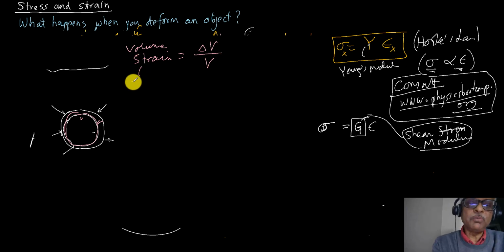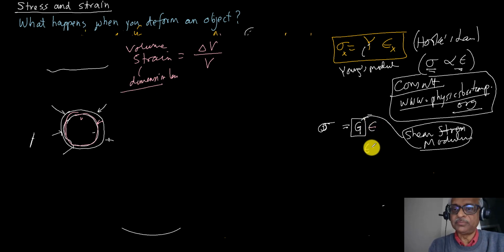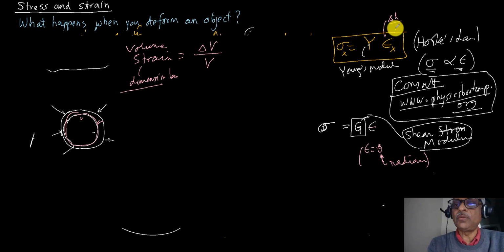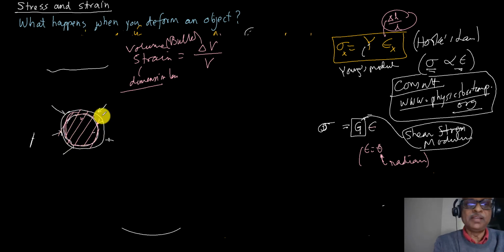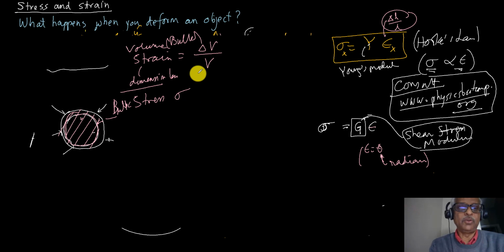The strain will always be dimensionless. So when we have epsilon equals theta, this theta is in radians, and this epsilon was delta L over L, so it's dimensionless. Okay, so volume strain, or sometimes called bulk strain, because you're changing this whole bulk of the material. So the material is this container, and stress, we'll call it bulk stress.